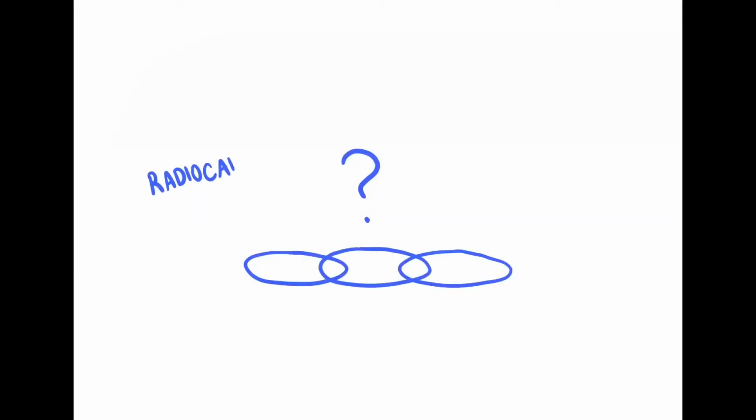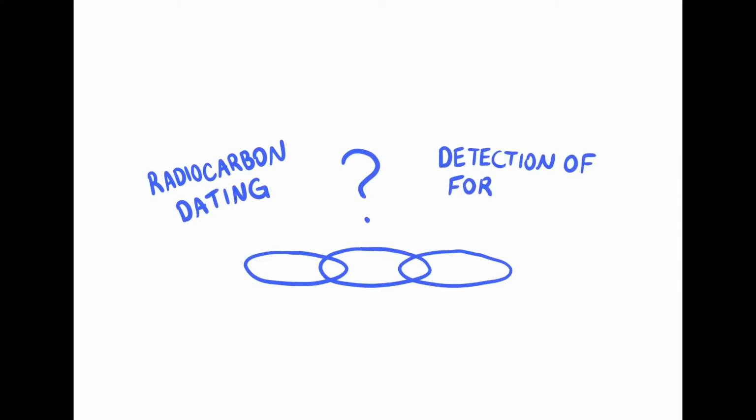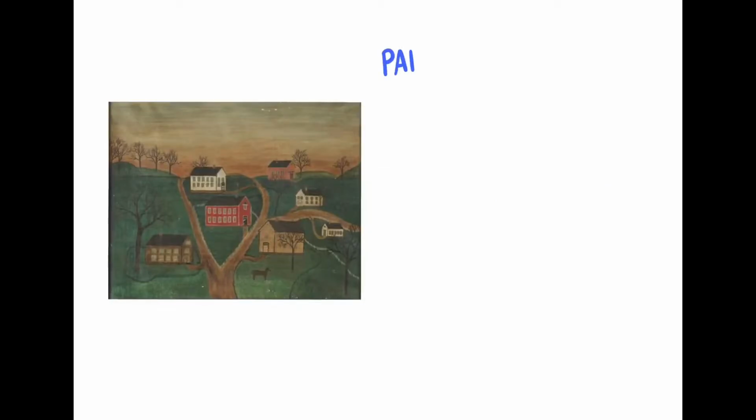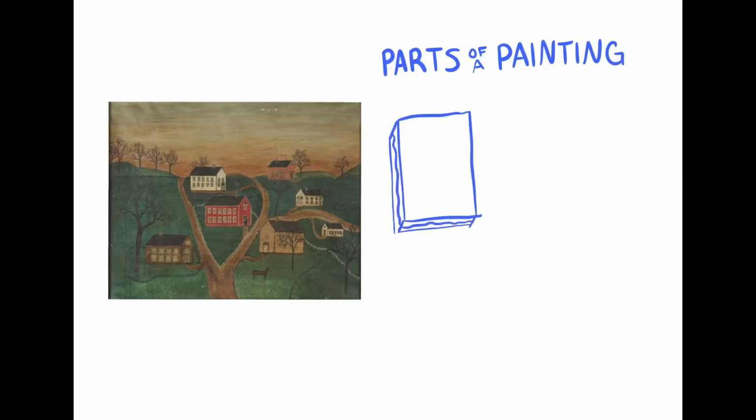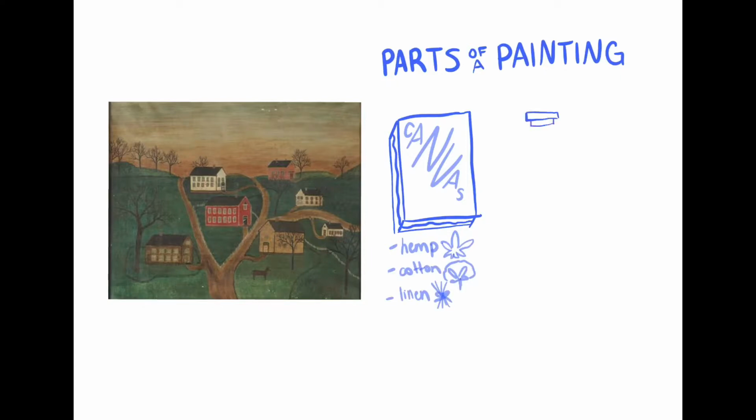At this point, you may be wondering what the link is between radiocarbon dating and the detection of forged art. Let's think like artists for a moment and break down the physical parts that make up a painting. First, we have canvas, which has been used for painting as early as the 14th century. Canvas is typically made of a natural fiber, historically hemp, but most modern canvas is made of cotton and linen.